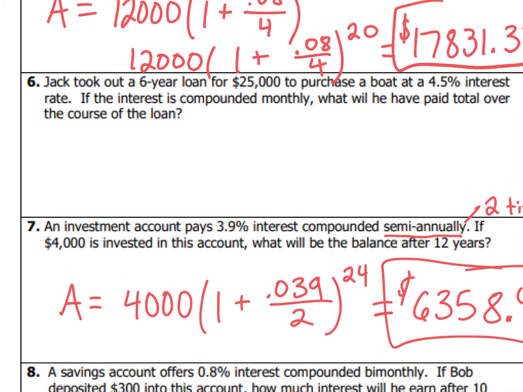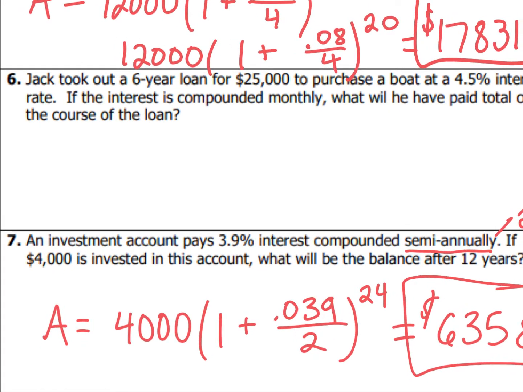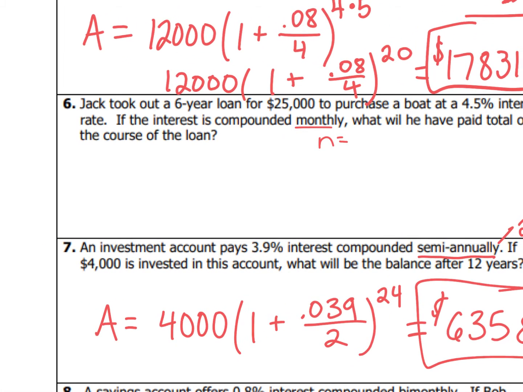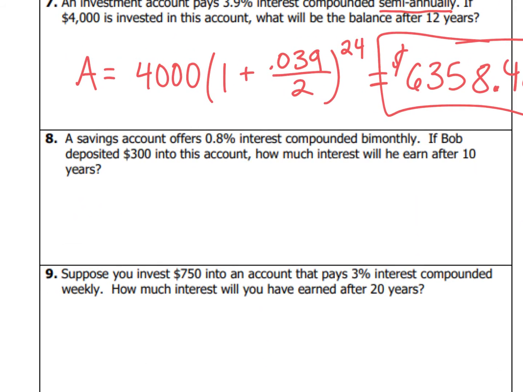Okay, we're actually going to skip over the rest, but before we do, I do want to talk about what N would equal on number 6. How many times would that be compounded if it said compounded monthly? Monthly would be 12. You're looking at number 8. So 8 says bi-monthly, which would be how many times a month? Bi-monthly would be twice a month, right? 24. So it'd be 24.